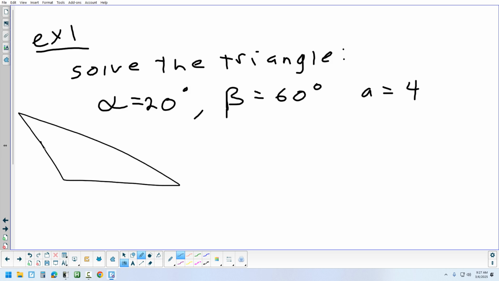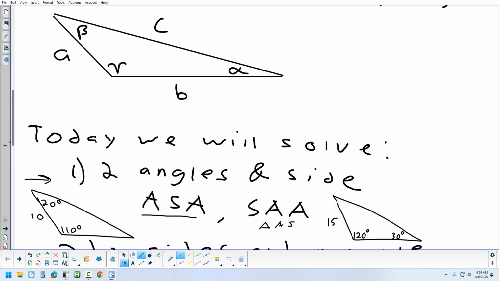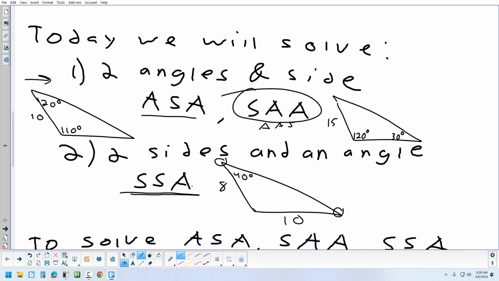So let's make a sketch. We're going to put A over here, across from alpha. Let's put B across from beta, and C across from gamma. This is not necessarily to scale. When I draw it, I just make sure A and alpha are opposite, and so are B and beta. It's SAA. So this is a side, an angle, and an angle. And the side is not between the 2 angles. So that is the type I referred to right there.